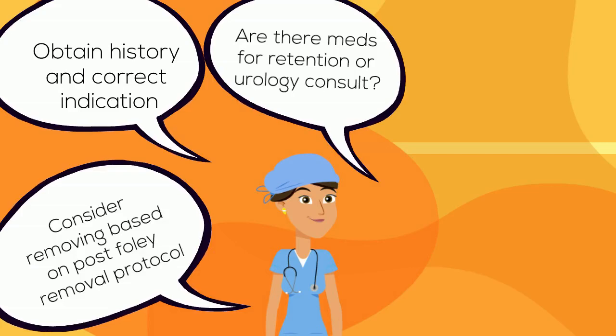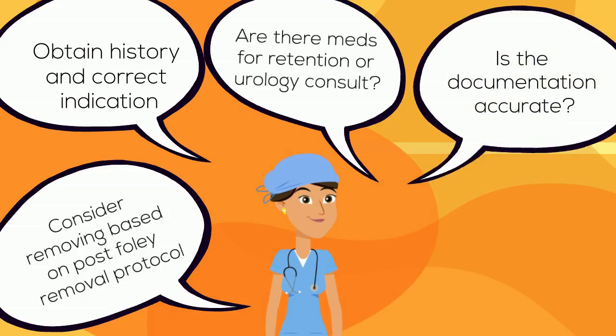And you also can raise a concern if the notes look like they have been just copied and pasted. Sometimes the documentation just looks like it's carried over from the last shift. So you want to question that and say, is this real? Does this Foley catheter really need to be in, or is there an opportunity to remove it and get the patient's bladder functioning back to normal?